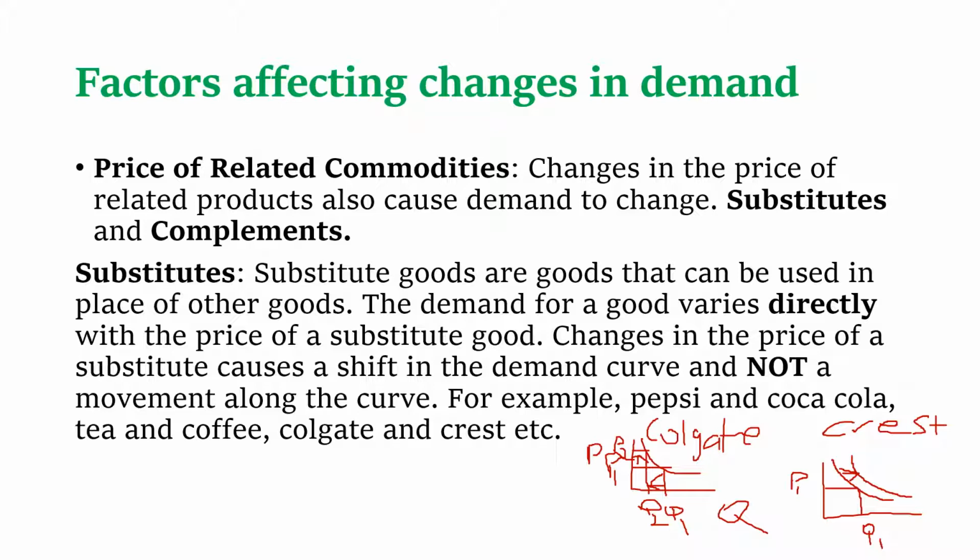So how do you call this one? This is a change in demand, right? At the same price, more will be demanded, Q2. Now we have a complete displacement in the Colgate market. Consumers are moving towards the Crest market to buy more Crest. We have more consumers coming here, and with the same price, the quantity has increased to Q2.